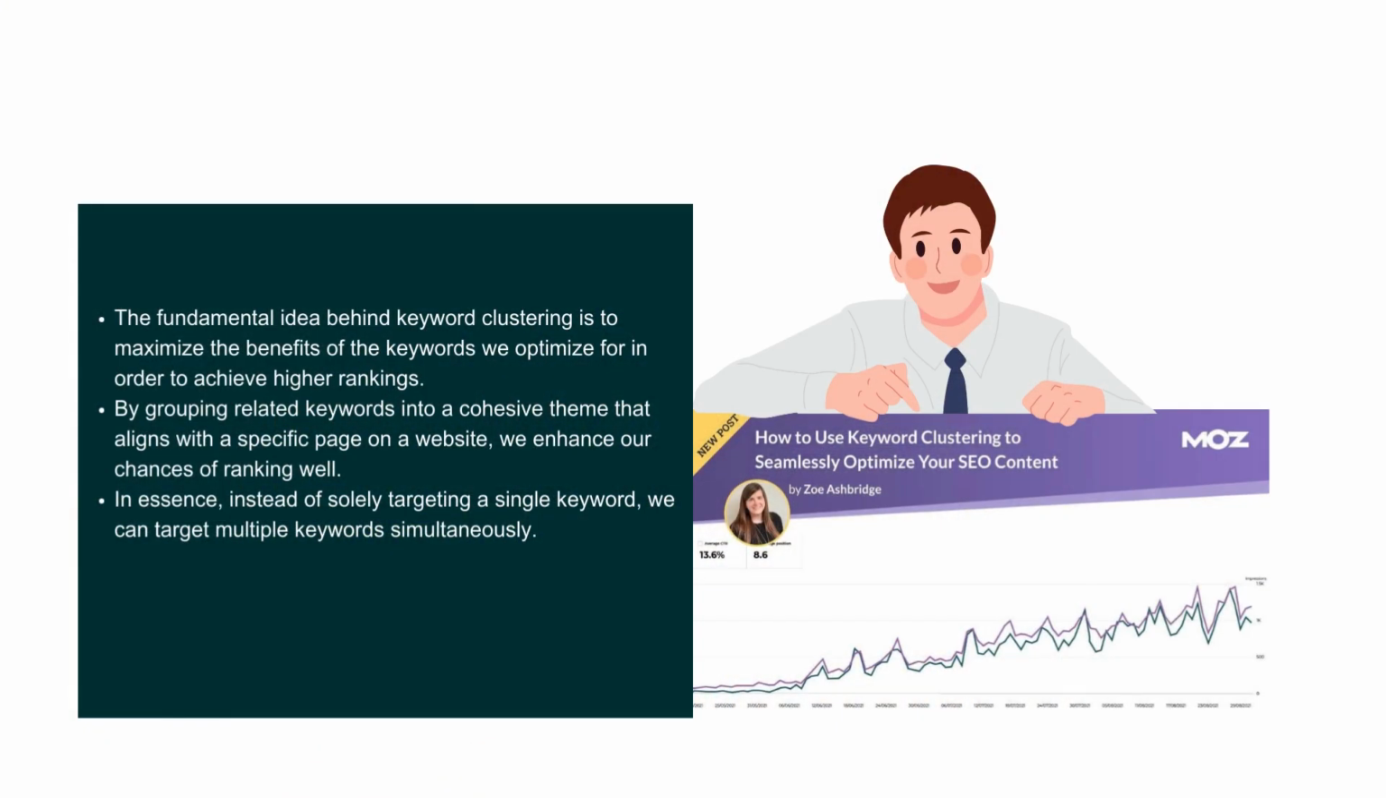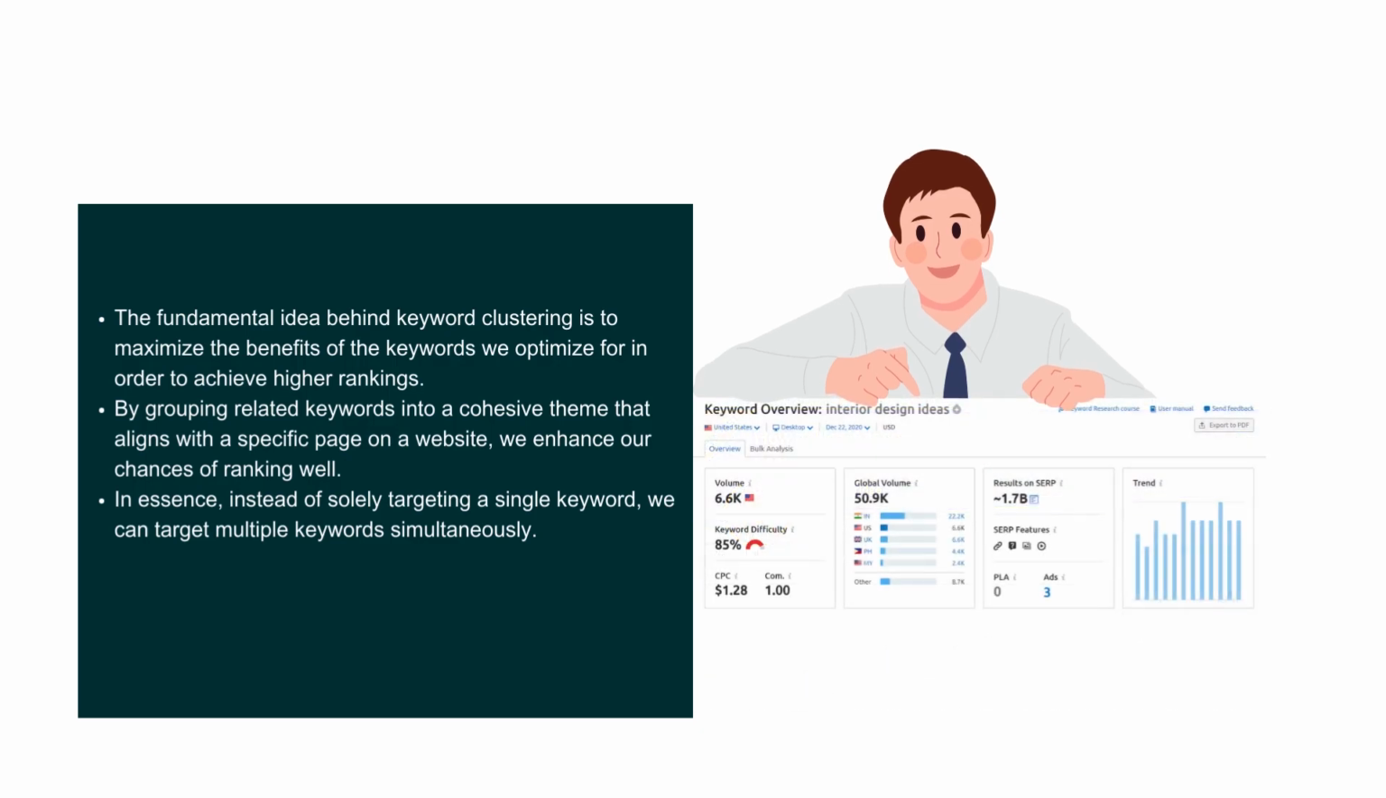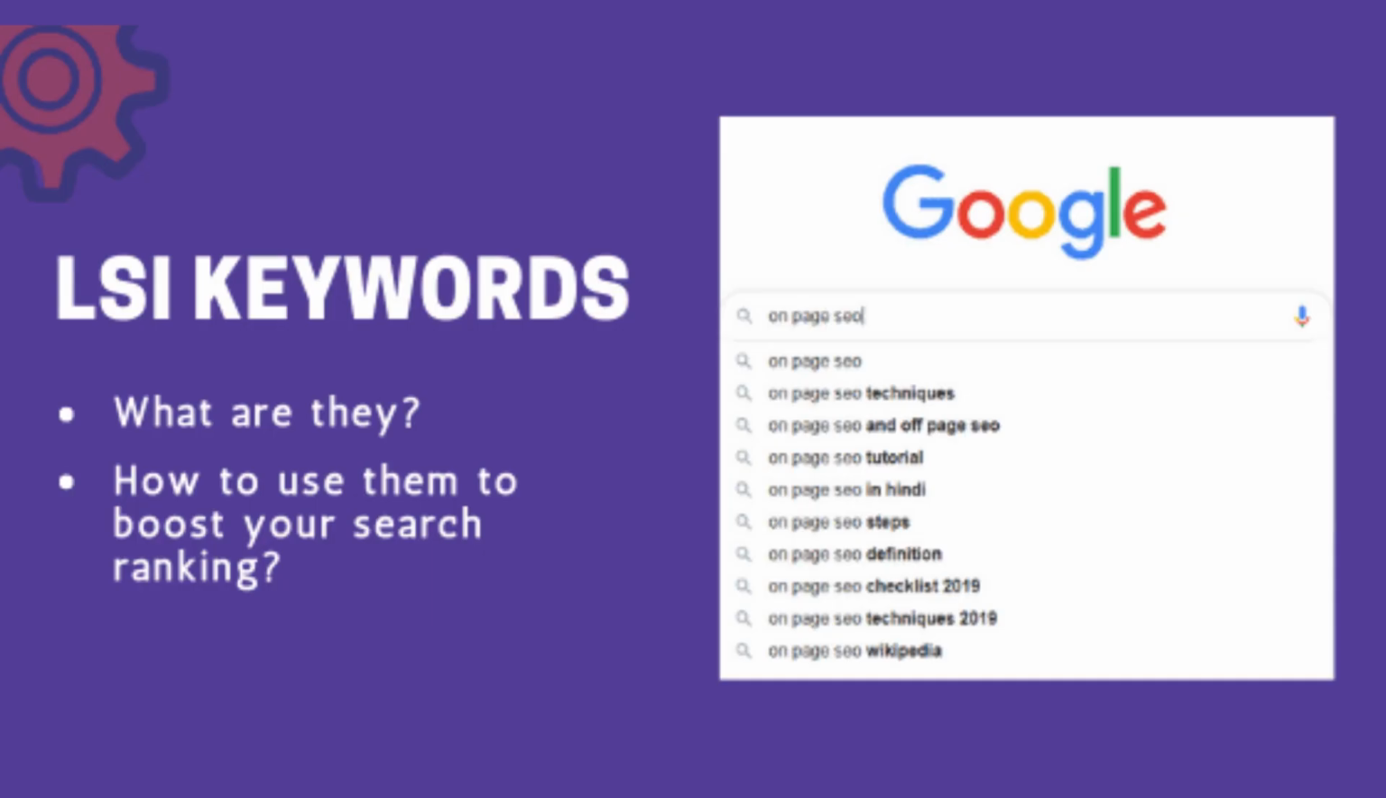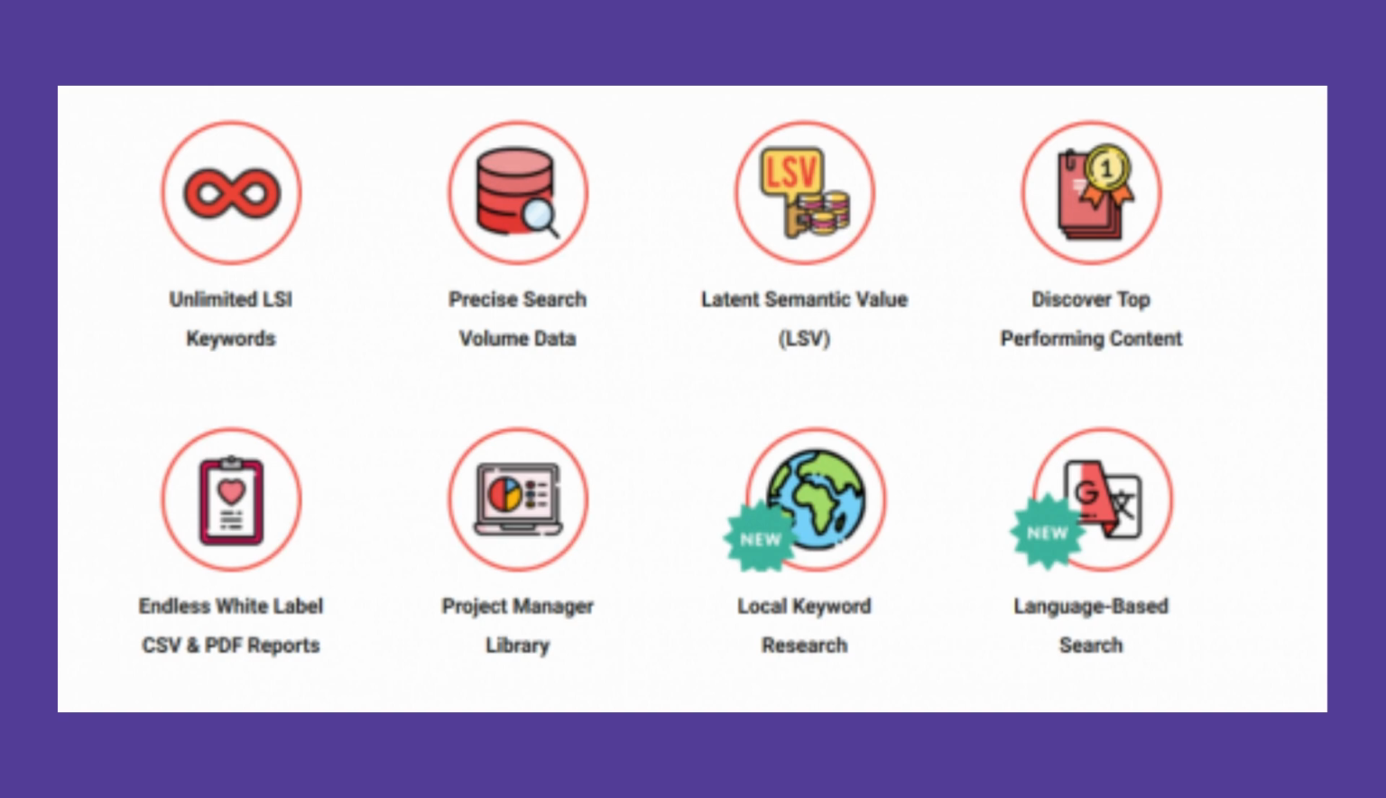The fundamental idea behind keyword clustering is to maximize the benefits of the keywords we optimize for in order to achieve higher rankings. By grouping related keywords into a cohesive theme that aligns with a specific page on a website, we can enhance our chances of ranking well. In essence, instead of solely targeting a single keyword, we can target multiple keywords simultaneously. It's important to consider LSI keywords and group together a collection of similar keywords that are relevant to the content. After conducting keyword research, we can categorize the keywords thematically and form a core topic.